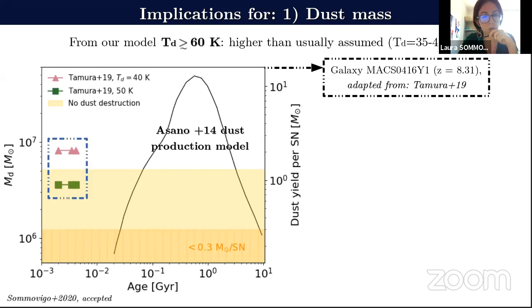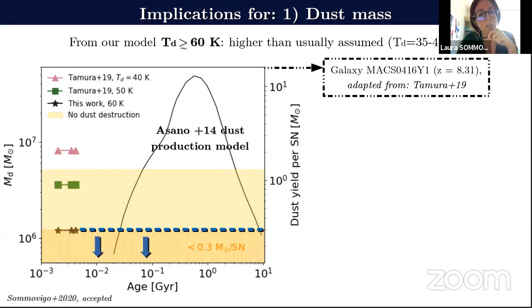I would like you to focus on these 2 sets of points, which correspond to the dust mass that Tamura 2019 would need for their observed galaxy, assuming a dust temperature of 40 Kelvin or 50 Kelvin, in order to get the observed far-infrared luminosity of their source. So the point is that if you allow for larger dust temperature, in order to produce the same FIR luminosity, you need less dust mass.